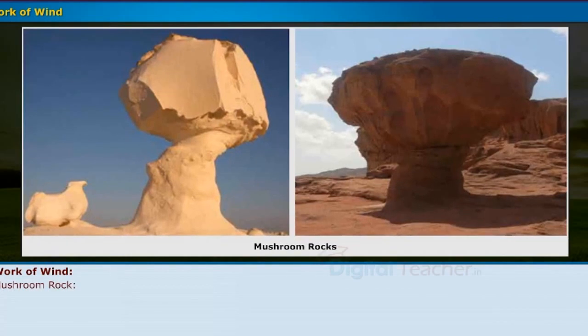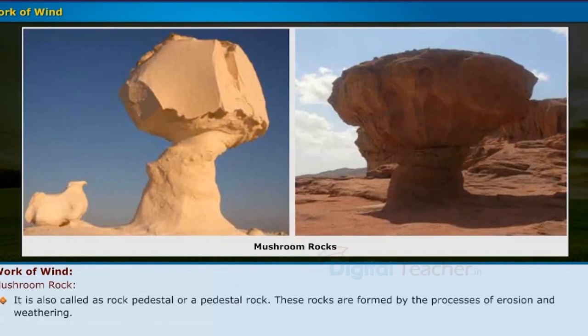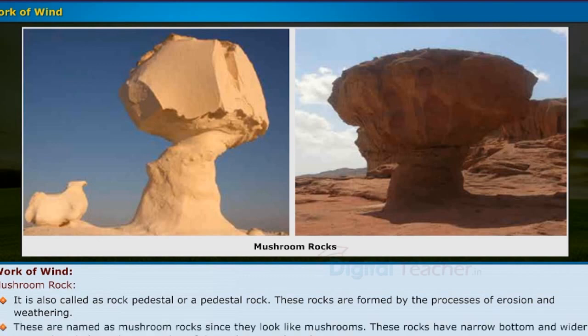Mushroom rock. It is also called a rock pedestal or a pedestal rock. These rocks are formed by the processes of erosion and weathering. These are named mushroom rocks since they look like mushrooms. These rocks have a narrow bottom and wider top as the wind cuts the lower section of the rocks more than the upper part.